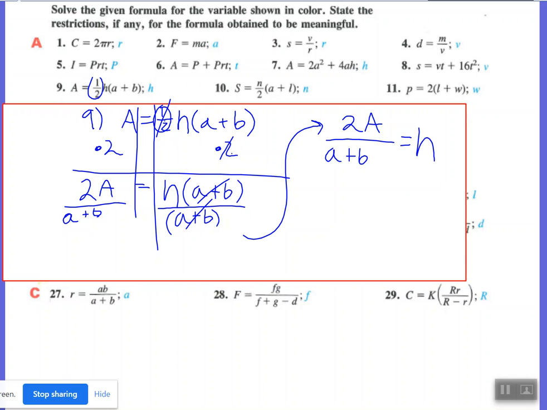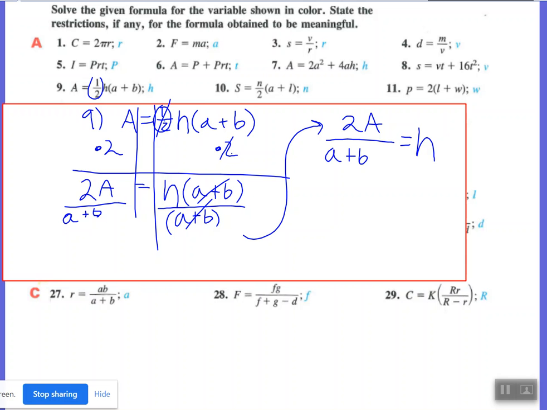Do we have any variables in the denominator? Yes. So that means we do have restrictions. Now this one's a little bit trickier because a can be 0 as long as b is not 0, and b can be 0 as long as a is not 0. But if a is 1 and b is -1, would we get a 0 in the denominator?